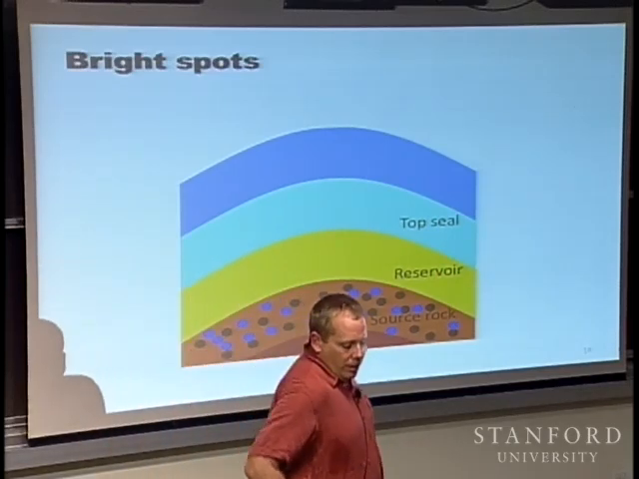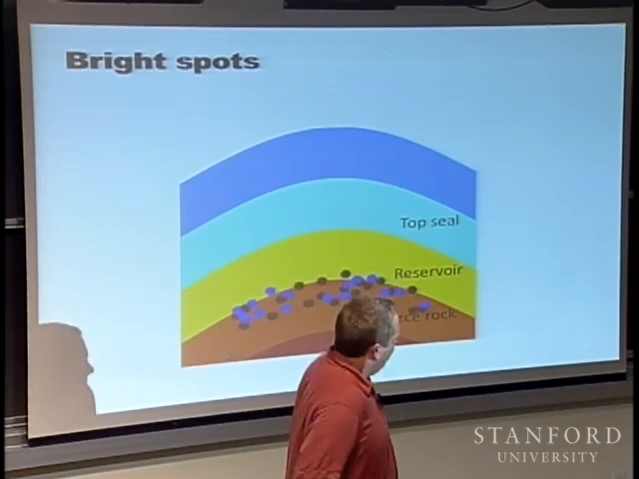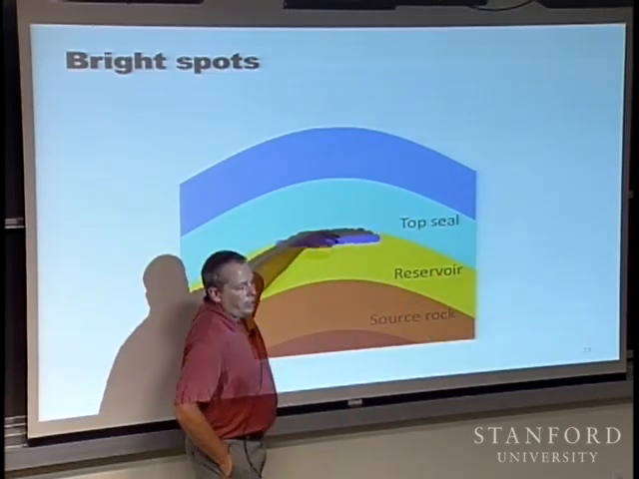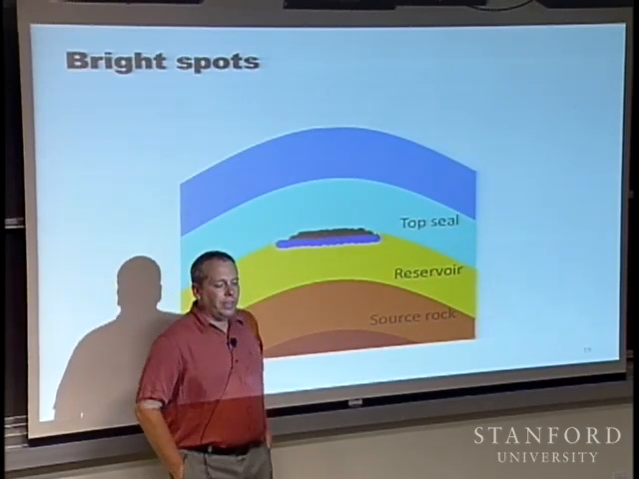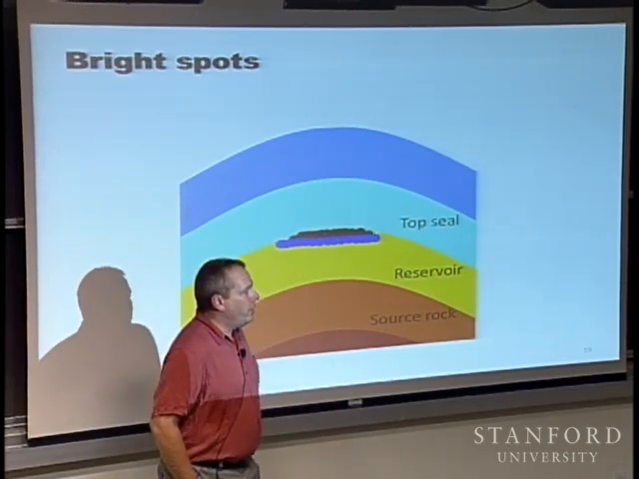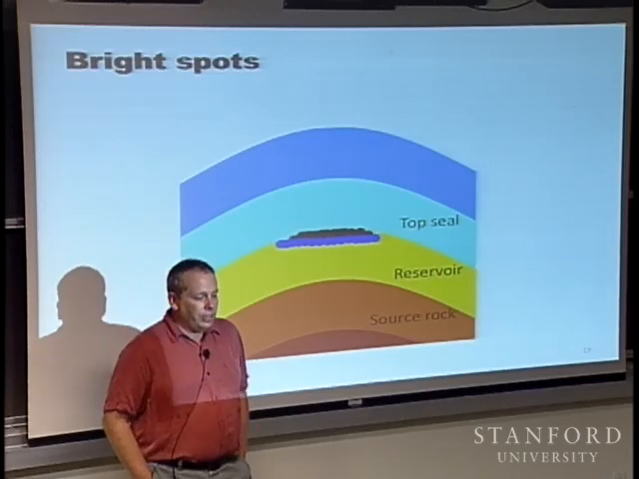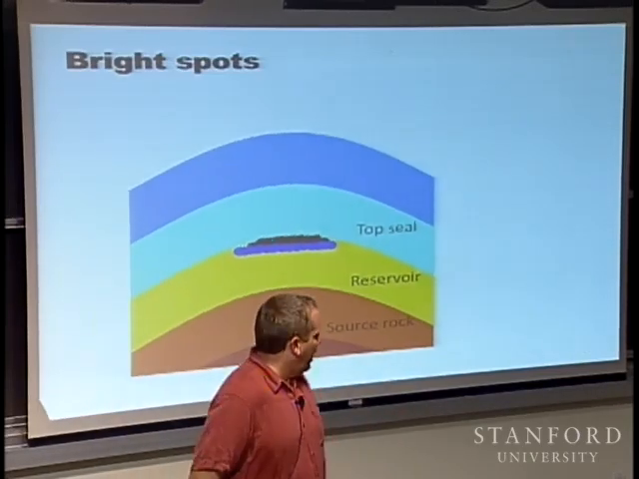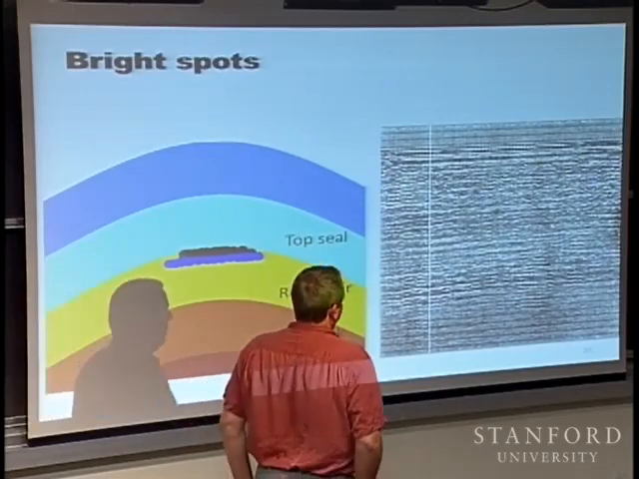And one of the things that happens is when the fluid flows up, the oil will tend to be above the water. Now that's going to introduce a strong reflection coefficient. So if we get a strong reflection coefficient, we can actually see that on our data.